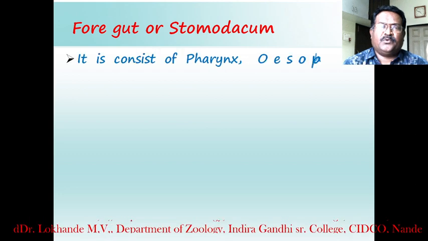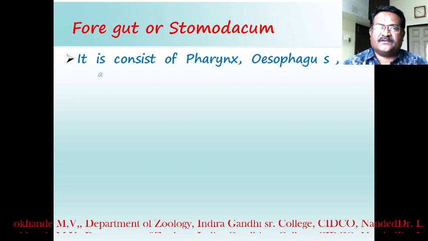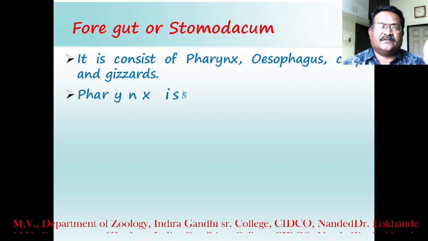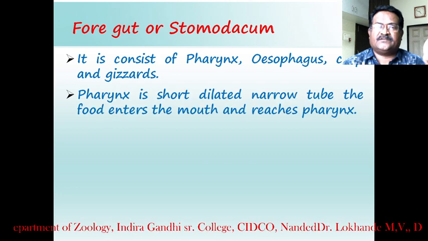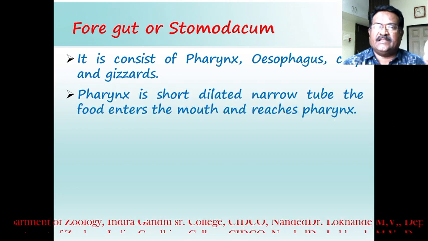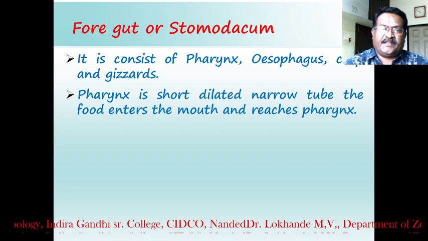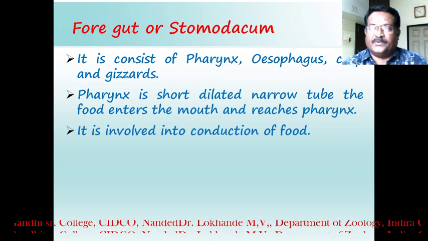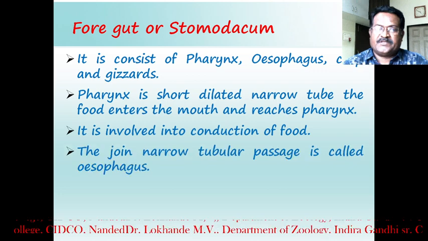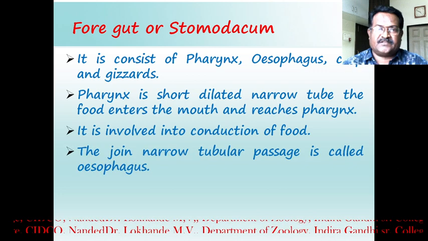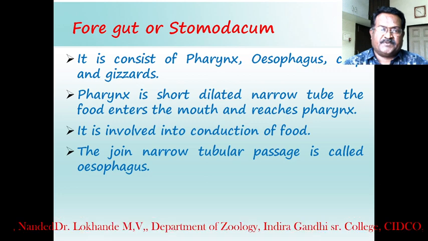The foregut consists of the pharynx, esophagus, crop, and the gizzard. The pharynx is a short, dilated tube. The food enters through the mouth and reaches the pharynx, which is one of the cavities involved in conduction of the food material. The pharynx is joined with a narrow tubular space called the esophagus.